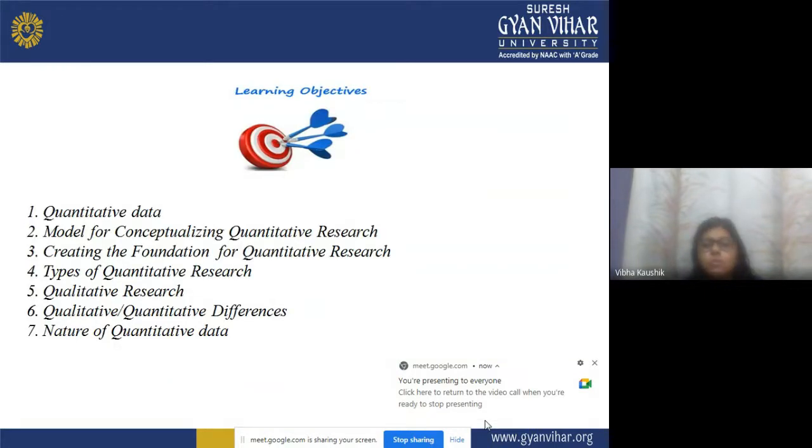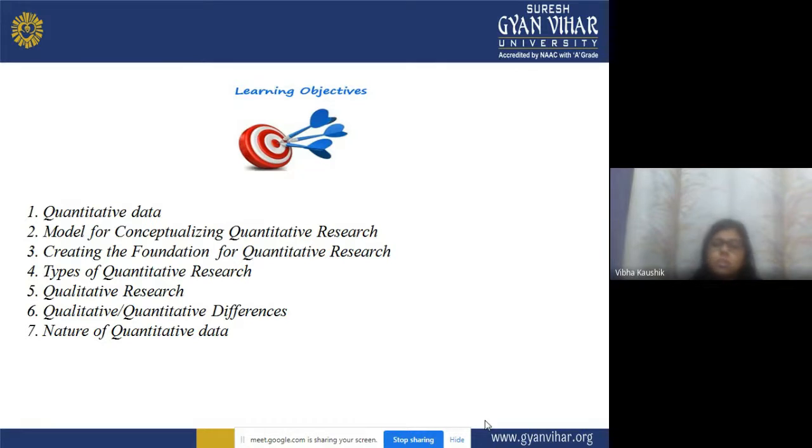Today's topic is the nature of information gathered: qualitative and quantitative. The learning objectives are to understand the concept of quantitative data, the model for conceptually quantitative research, creating the foundation for quantitative research, types of quantitative research, and qualitative research. What do you mean by qualitative research? What is the difference between qualitative and quantitative research?